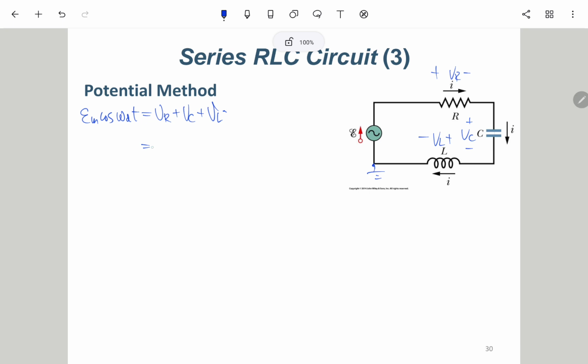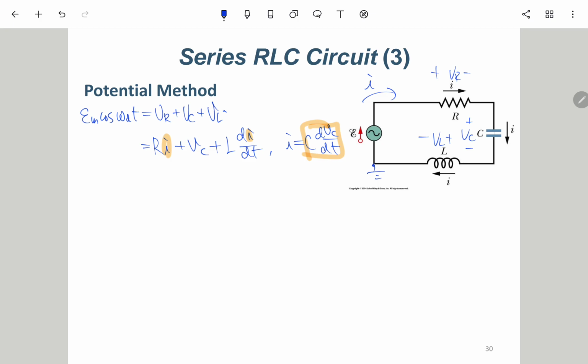Okay, so in such a way we have also I in this direction. So VR equals R times I, and then VC is VC itself, and then plus VL is L di dt. And then also we have I equals C dVC dt. So in such a way we can put in this expression to here and also here. So we have a second order constant coefficient ODE.